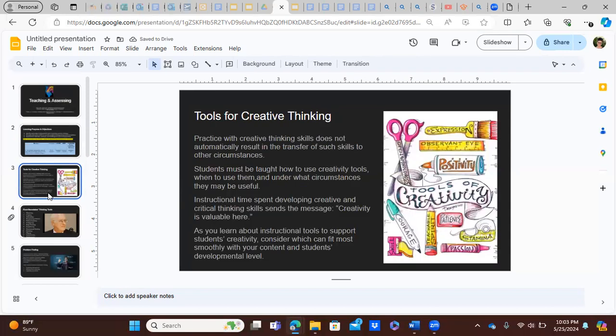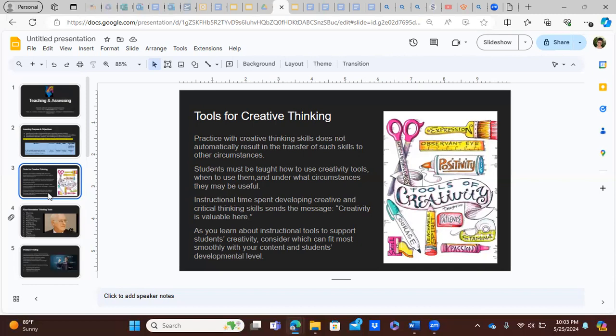Tools for creative thinking. So that's what we're going to be really focusing on today. And it's really what I want you to consider before we jump into a lot of the content. So practice with creative thinking skills does not automatically result in the transfer of such skills to other circumstances. And so what this is trying to say is it doesn't just mean between disciplines, but it also means between different parts of our lives.